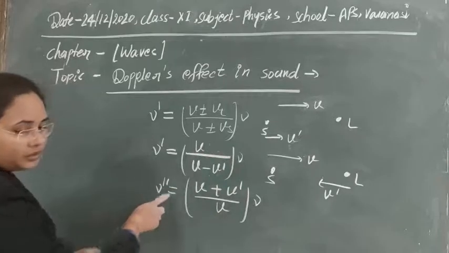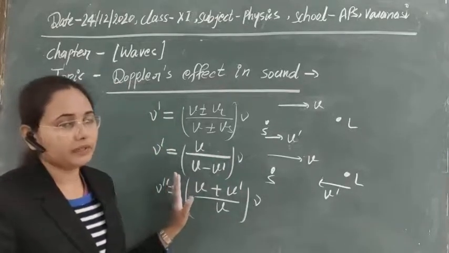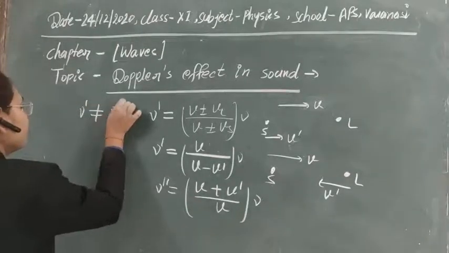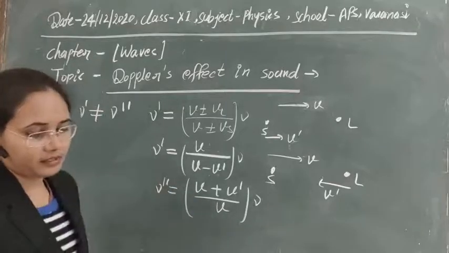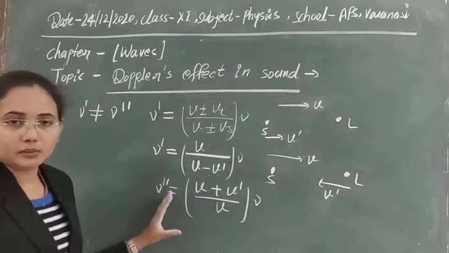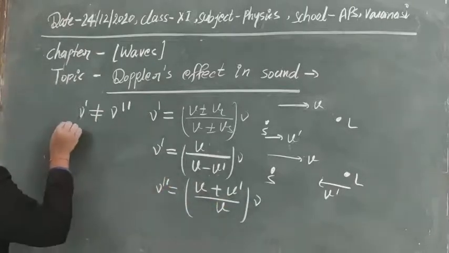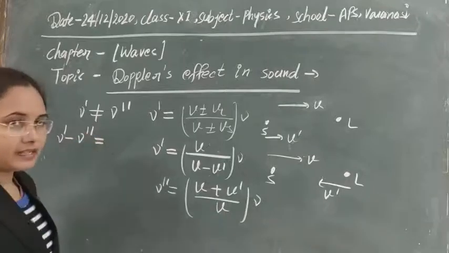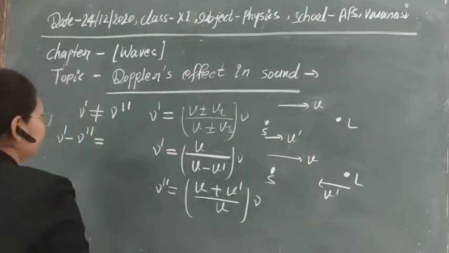It means that nu dash and nu double dash are not equal, clear? And now you can take the difference here, positive, negative, whatever the difference will be. Let's see. So this is nu dash minus nu double dash. Let's put the values here, and after solving it we will see that.